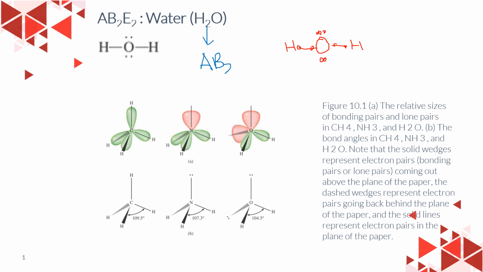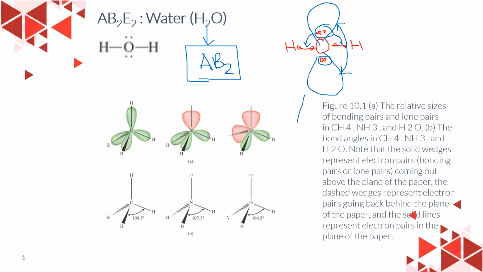When we consider AB2, it should be linear if there's no lone pair of electrons. But what we have here is two lone pairs, which repulse one another. The bigger repulsion comes from the lone pair with the other lone pair, and then it also repulses the bonding pairs. That is what makes it bent in the molecular geometry.